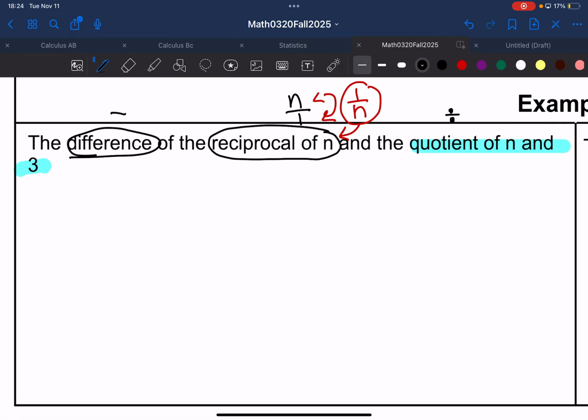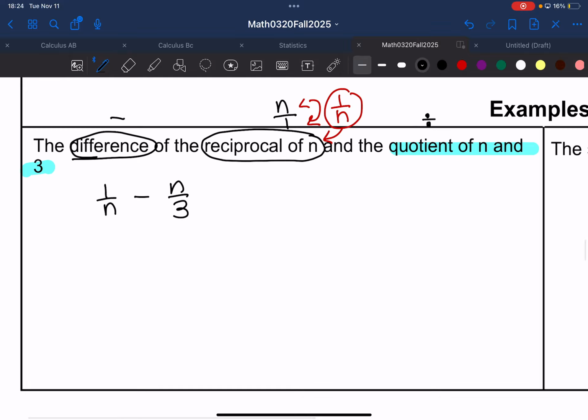So technically what I have here is 1 over n minus n over 3. The reciprocal of n and the difference of the quotient of n and 3 is 1 over n minus n over 3. Which means I can simplify this. Once I set it all up, I can simplify this because I need a common what? Denominator. And so what could be my common denominator between n and 3?